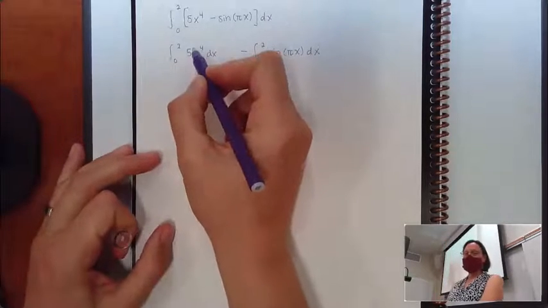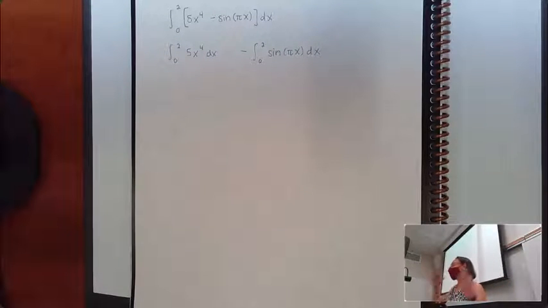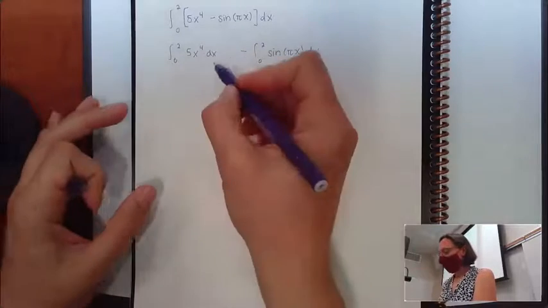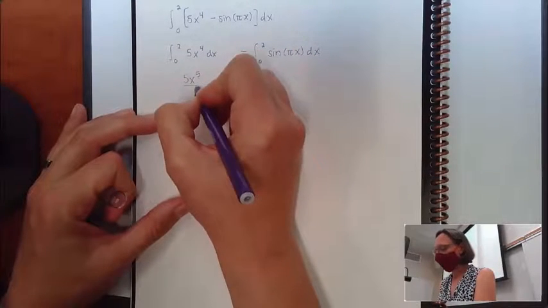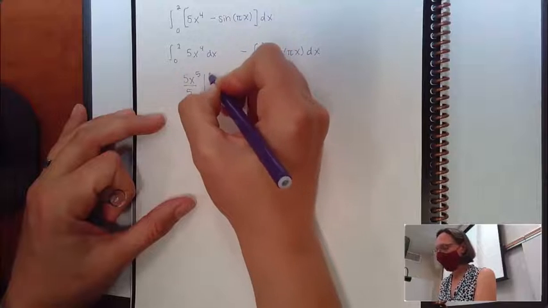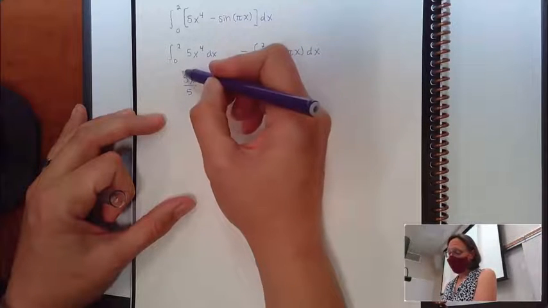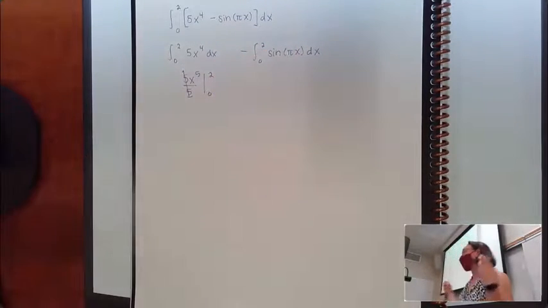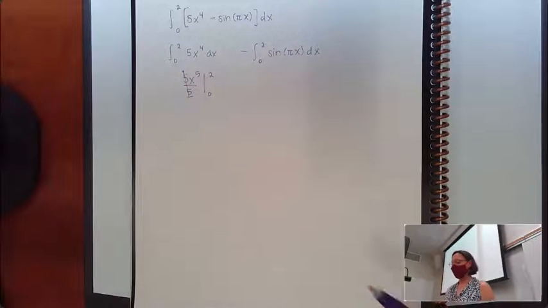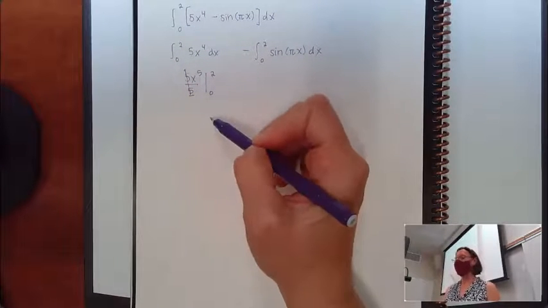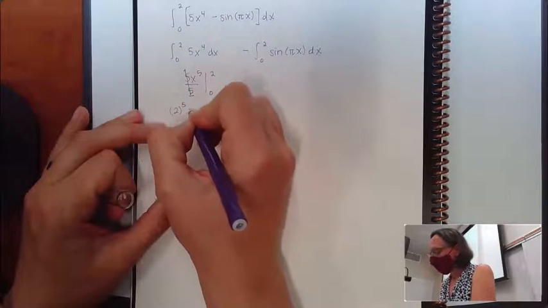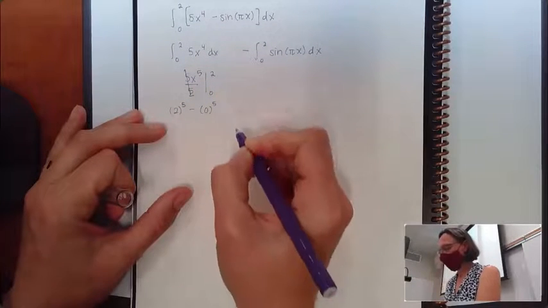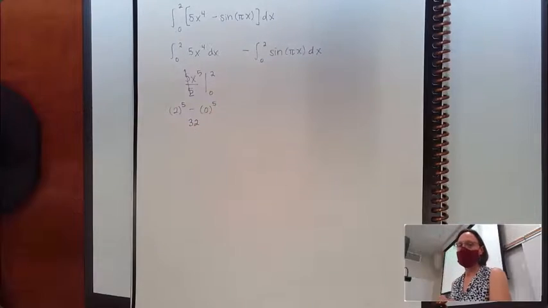Well, this first part is one of our basic antiderivatives, just like with our basic derivatives, but in reverse. So I'm going to add 1 to the exponent and divide by the new exponent. The 5s will cancel out if we like. And the extra new part with the fundamental theorem of calculus is that I'm plugging in the 2 and subtracting, plugging in the 0. So I'd end up with 2 to the 5th minus 0 to the 5th, which is 32.